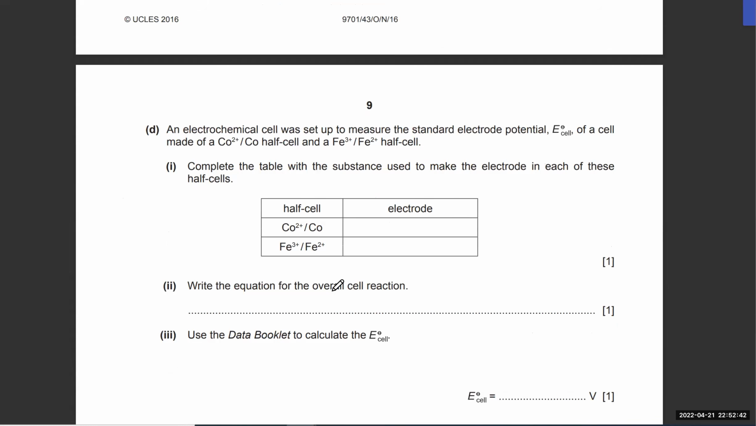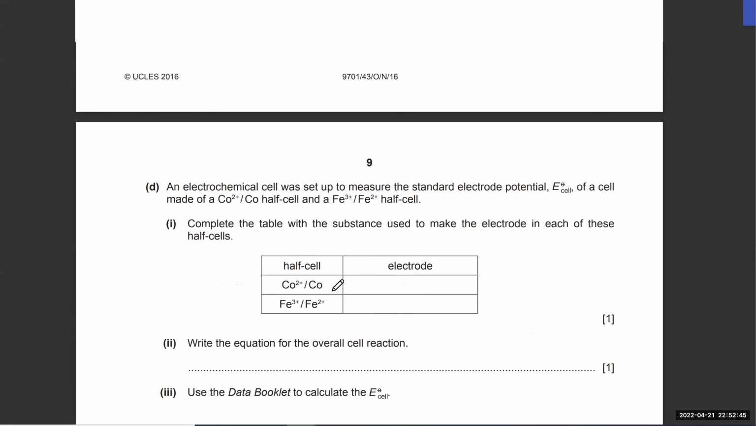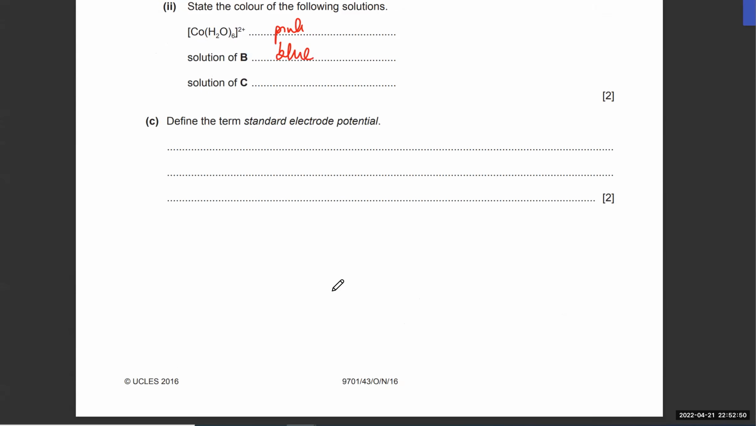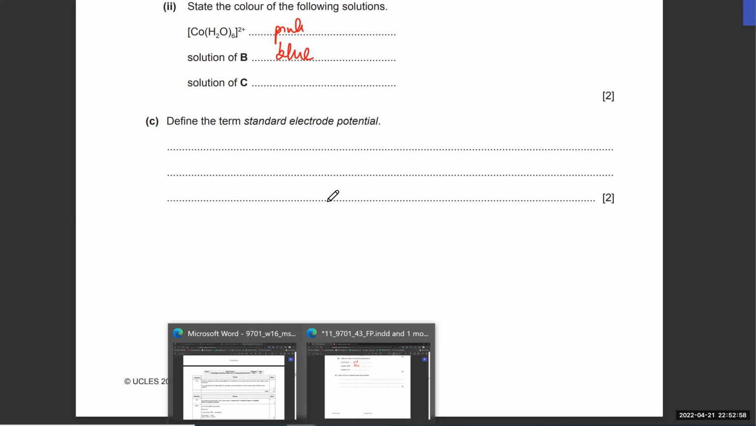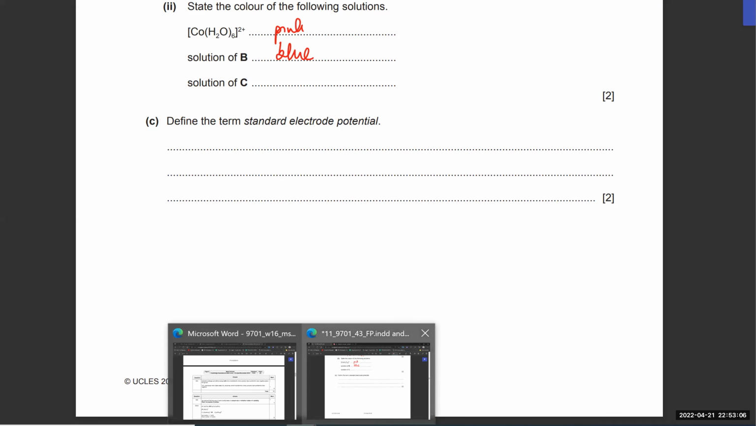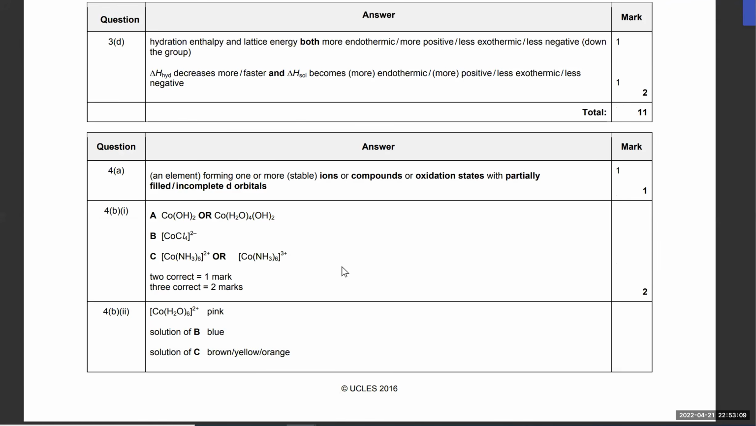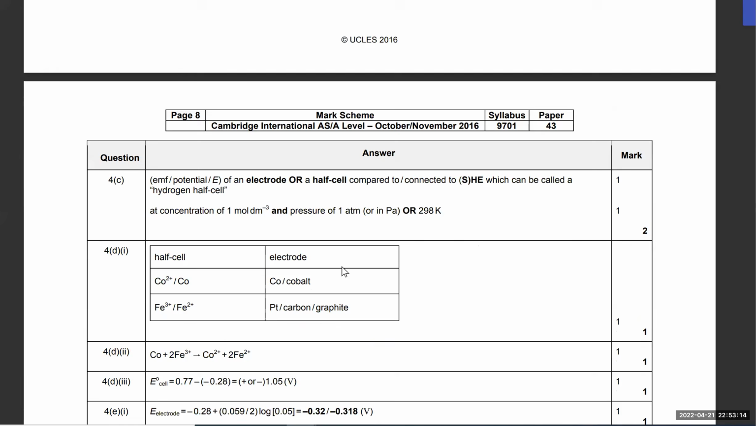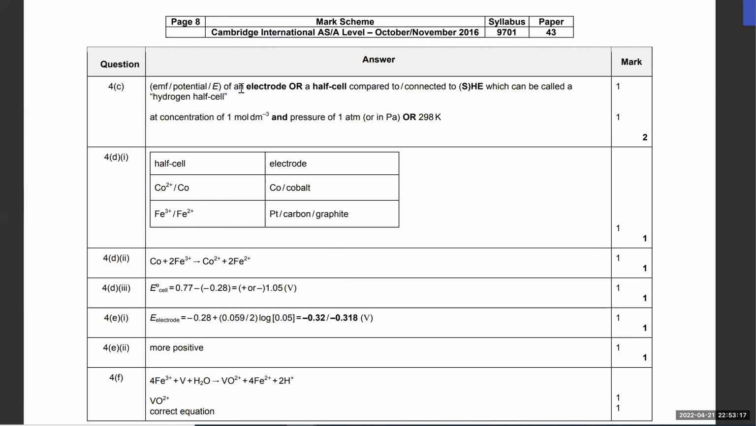So standard half cell and standard hydrogen electrode, are they the same thing? A half cell is an electrode. To make a complete cell, you need 2 electrodes, right? So a half cell would be an electrode basically. I'll check, but if it's a half cell related definition, it's going to be the same thing. It's an electrode or a half cell, same thing. An electrode is a half cell.